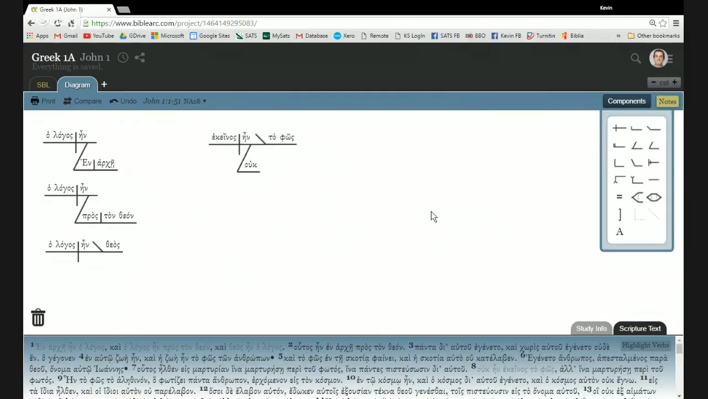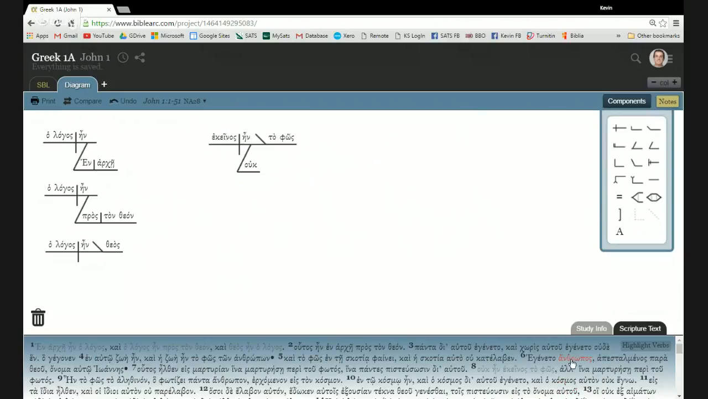There's a dependent clause just after that. Can you just diagram that? Because I always get confused about how to diagram those. Give me the clause. The one that starts with hina. Hina, they say, always introduces a dependent clause. What verse are you in? Just straight after verse 8, straight after where you are. Yeah, all' hina martyrese peri tou photos.